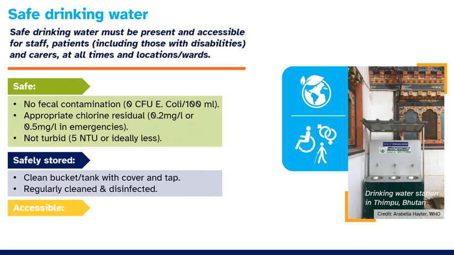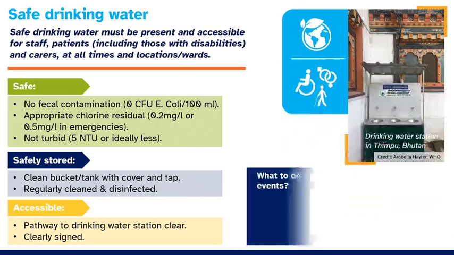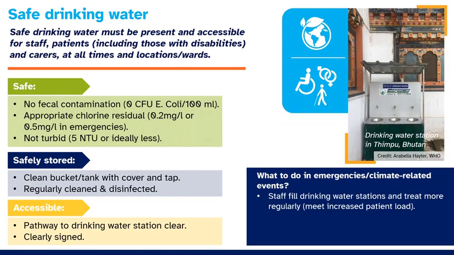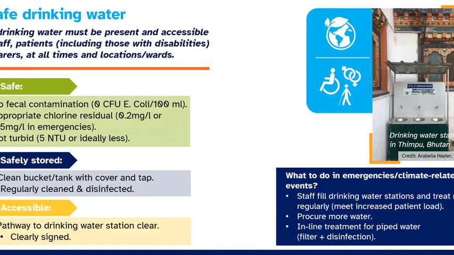Water should be accessible to all users, which will require pathways to drinking water and hand washing stations to be wide, flat, and obstacle-free, and clearly signed. Taps should be an appropriate height, and if cups are provided, they must be kept clean. During emergencies, you will need to fill drinking water stations and treat the water more frequently to meet increased patient load, procure more water, and arrange in-line treatment for piped water.